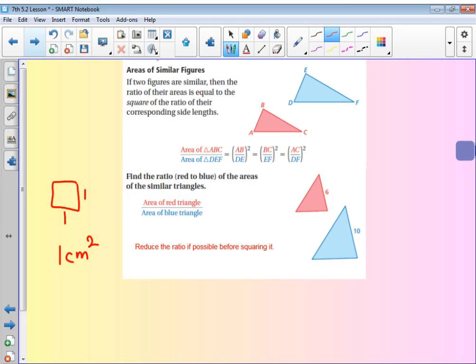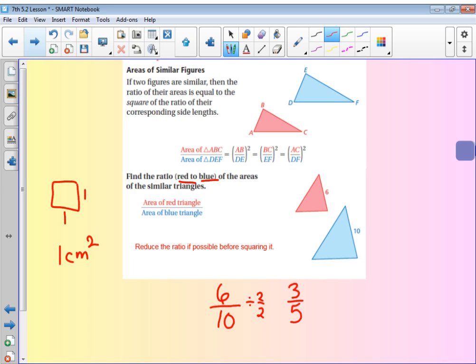Okay, so it says if two figures are similar, then the ratio of their areas is equal to the square of the ratio of their corresponding side lengths. So it's the same thing that we just did, but now we're going to square that because area is squared, perimeter is not. So here we've got our original, it asked us to do red to blue. So originally it would be 6 to 10. Key thing is we must reduce first. So if I reduce this down, I see that 2 would go into each of those. So if I divide by 2/2, that gives me my final ratio of 3/5.